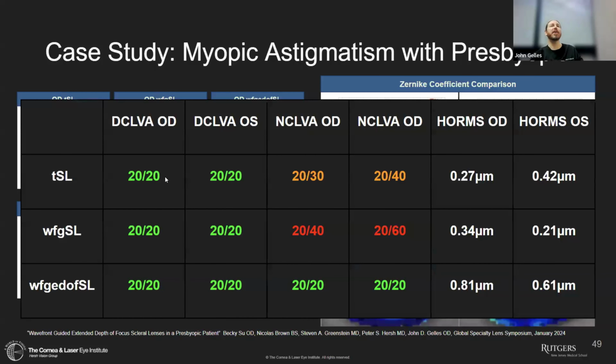You can see here, we had an improvement at near to 20/20 while maintaining 20/20 distance visual acuity. So you can see we can really get a great outcome for these individuals.